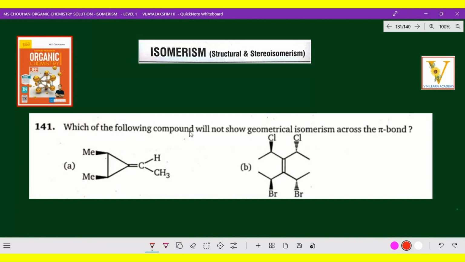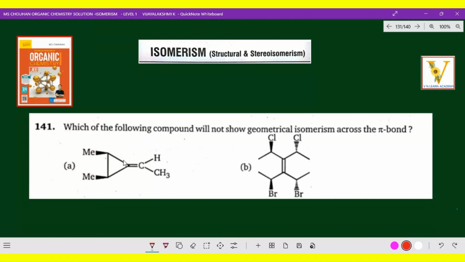Which of the following compounds will not show geometrical isomerism across the pi bond? So usually, how to identify geometrical isomerism? Very easily: geometrical isomerism will be possible only in alkenes when we are talking about pi bonds. Alkene only, it is possible.